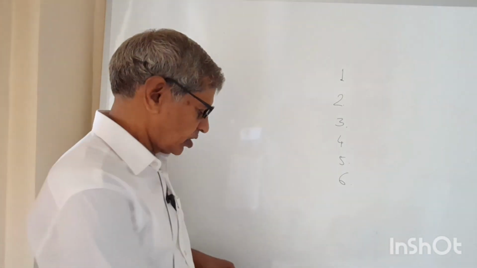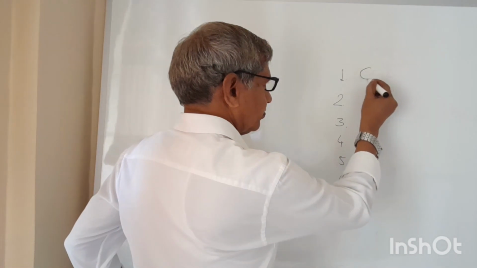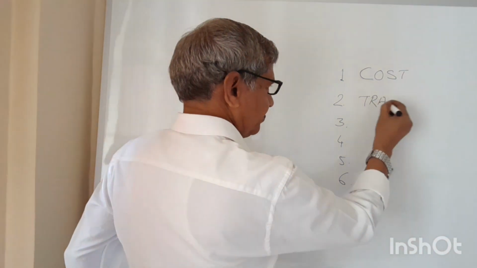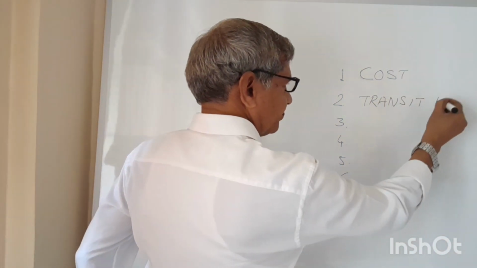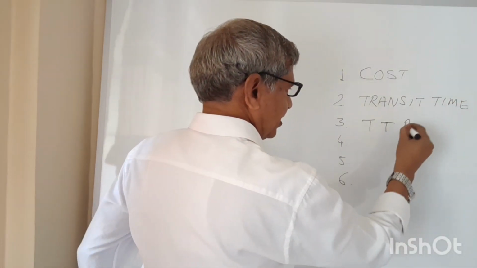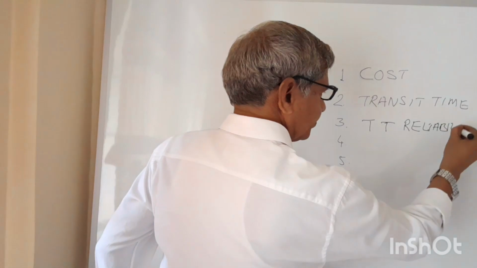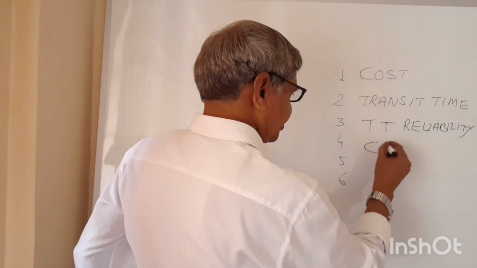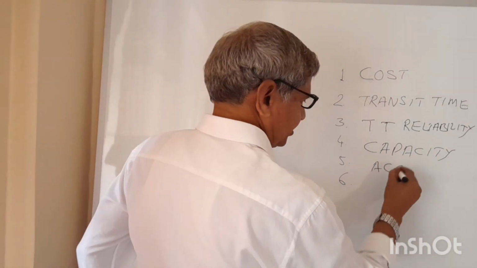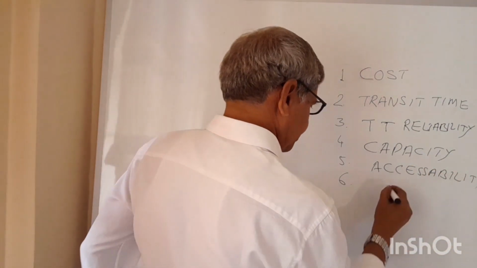These 6 criteria are: number 1 is cost, number 2 is transit time, number 3 is transit time reliability, fourth is capacity, fifth is accessibility, and sixth is security.